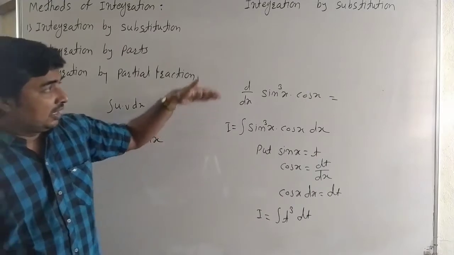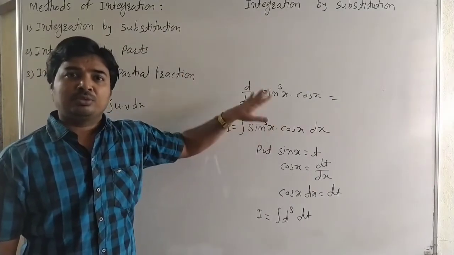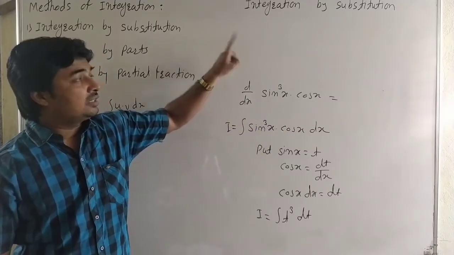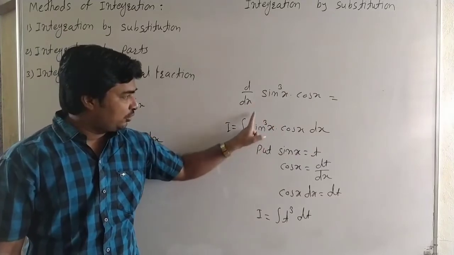But in the composite function, we put the composite function only. In the integration by substitution method, we put the composite function. Here sin cube x is the composite.